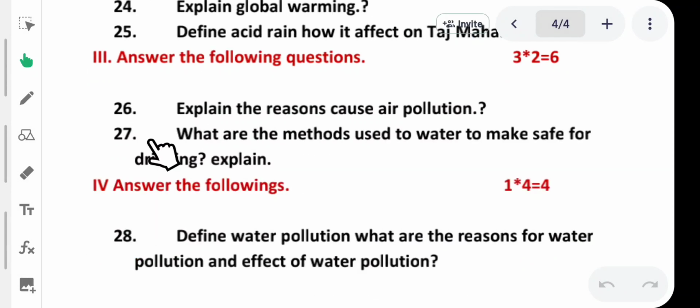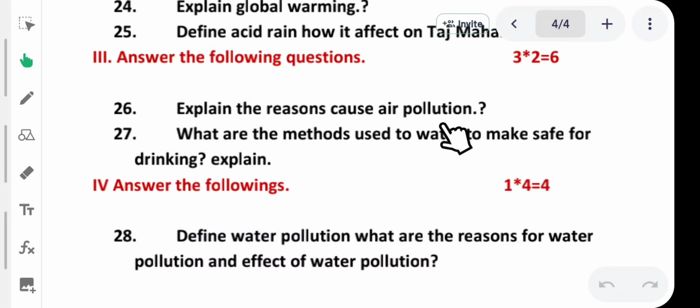Third main question. Two questions are there for 3 marks. 26th question. Explain the reasons that cause air pollution. Here we have to give the reasons. Here the reasons are factories, power plants, automobile exhaust, burning of firewood and dung cakes.